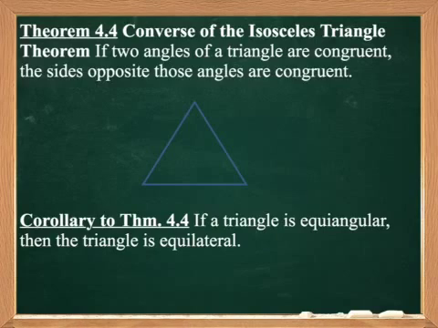Now, Theorem 4.4 is the converse of the isosceles triangle theorem. So if two angles of a triangle are congruent, the sides opposite those angles are congruent. So this comes in handy if you're given two congruent angles instead of two congruent sides. And again, the corollary to this theorem: if a triangle is equiangular, that means the sides opposite all of those angles must be congruent, so it must also be equilateral.